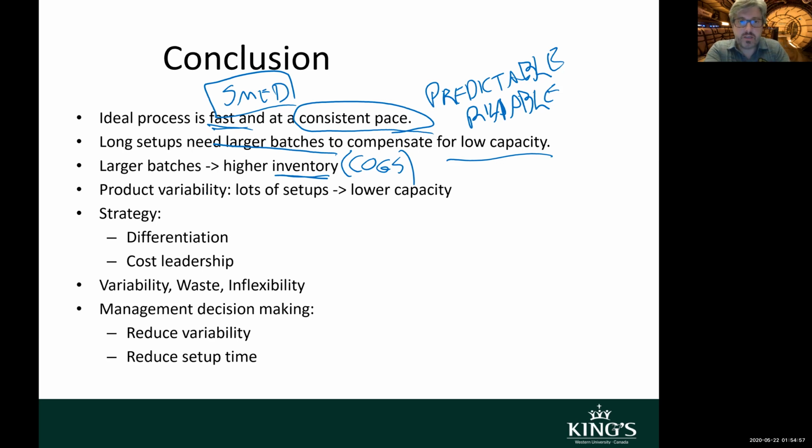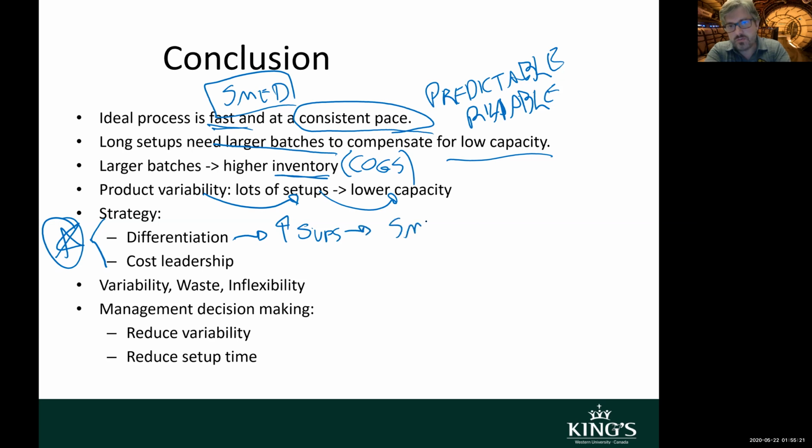And product variability leads to lots of setups, which leads to lower capacity. So the key here is the kind of strategy that you're looking for. A differentiation strategy inevitably will have high setups. That will just happen. So part of your decision-making process is to make sure that these setups are really, really fast. The faster they are, the better off you will be, and therefore you can compensate for your demand.